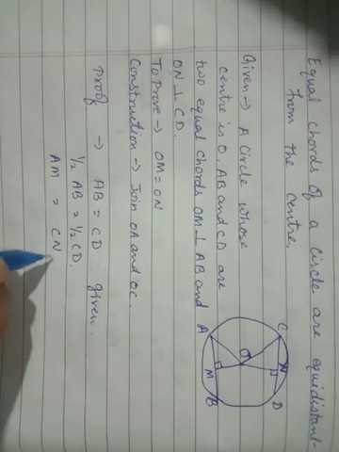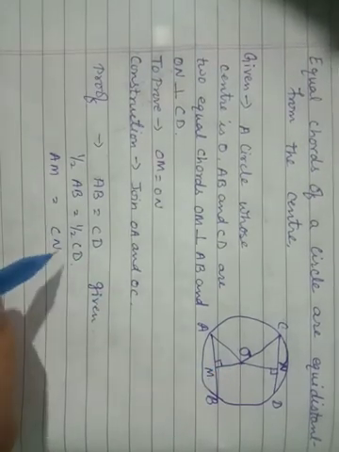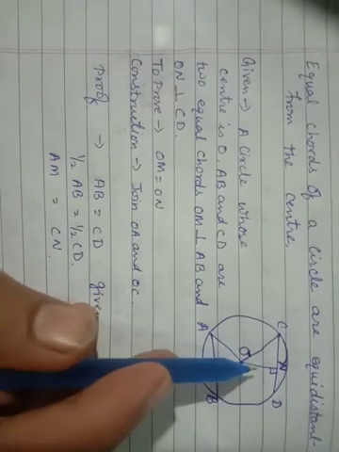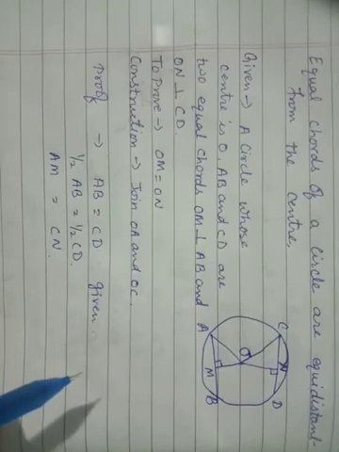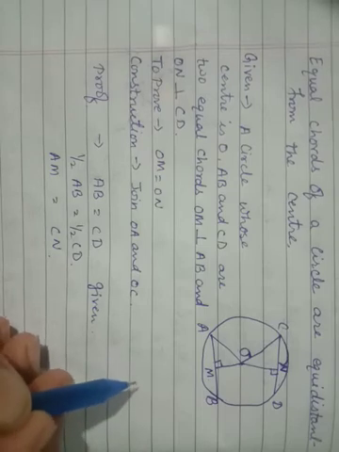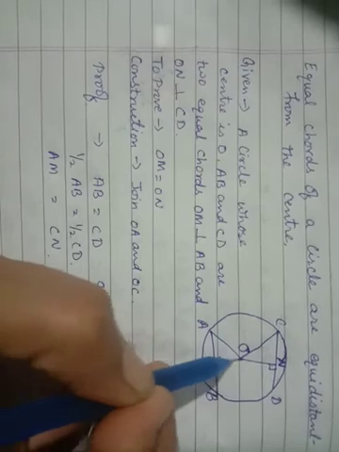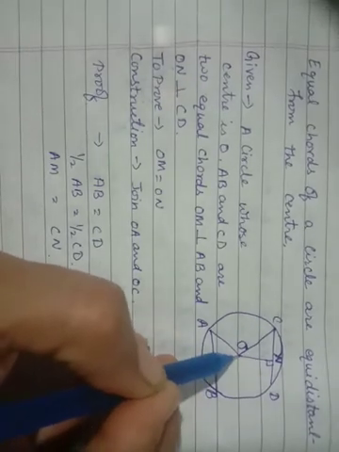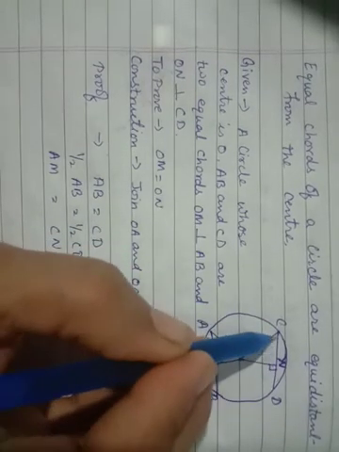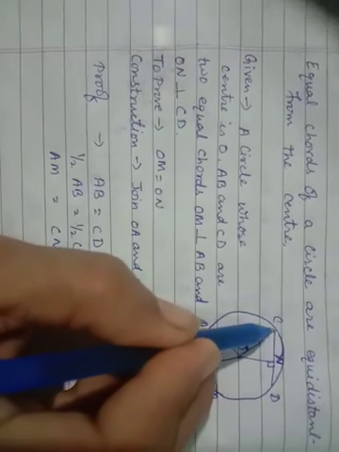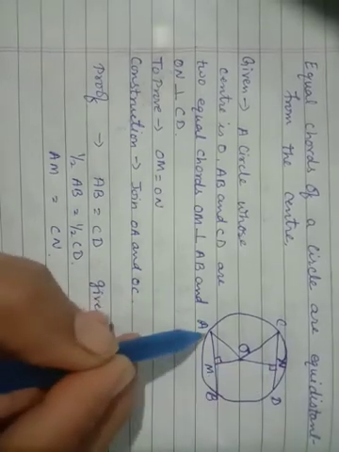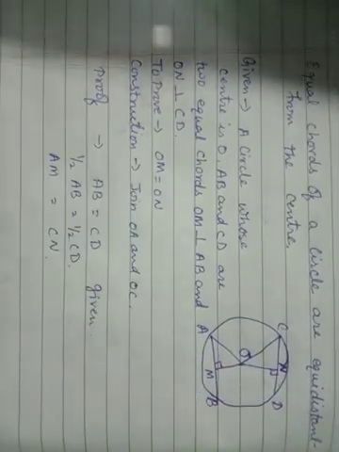We can say this by the fact that a perpendicular from the center of a circle to a chord bisects the chord. This fact we can also use here. It means ON bisects this chord CD. So CN is equal to DN and here you can take AM is equal to BN.